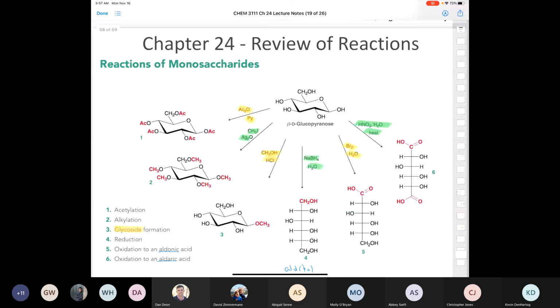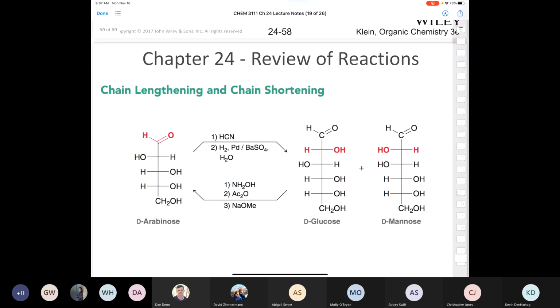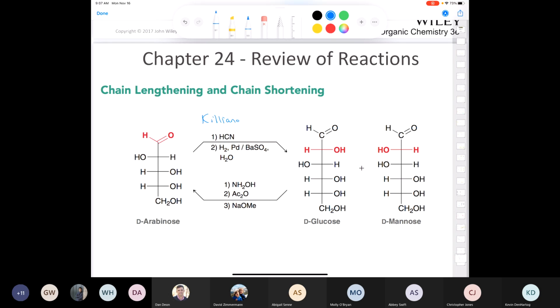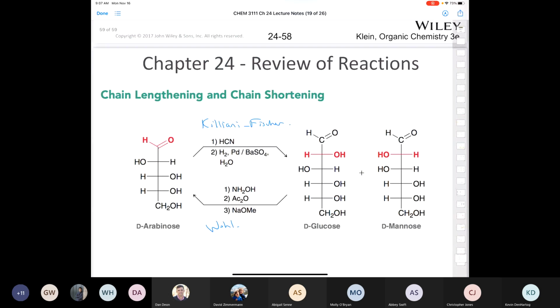Here's the reactions of monosaccharides. I've already covered these in detail with you. And we also learned the Kiliani-Fisher synthesis. So here's the Kiliani-Fisher reaction. And then this is the Wohl degradation right here. And that's it. That covers the entire chapter from soup to nuts.